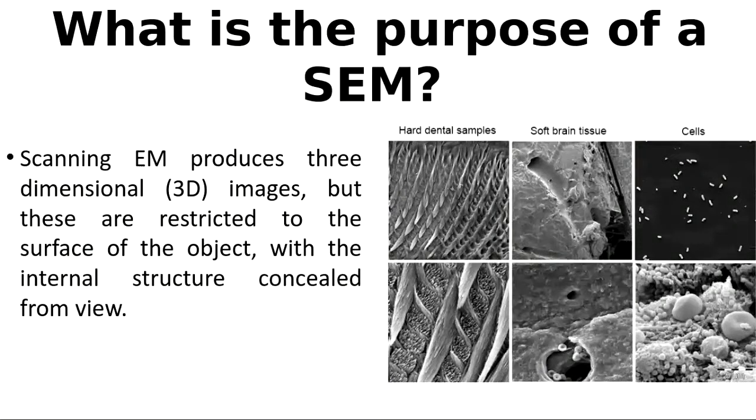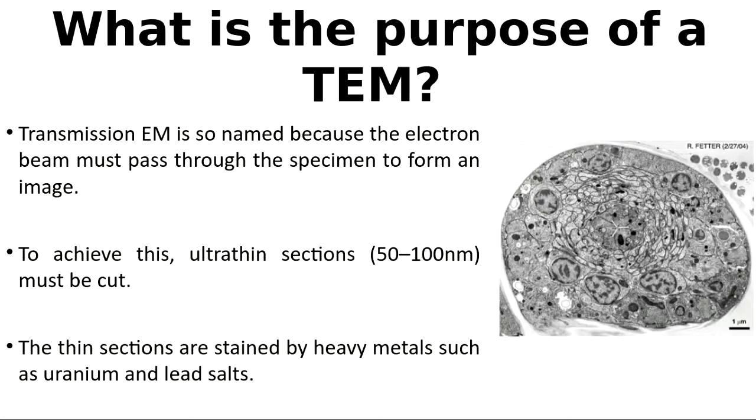And scanning electron microscope produces 3D images, three-dimensional images, but they are restricted to the surface of the object with the internal structure concealed from view. So scanning electron microscope produces only 3D images. So you can see hard dental samples, soft brain tissue, cells, all you can see, right? So don't go very deep. All superficial idea.